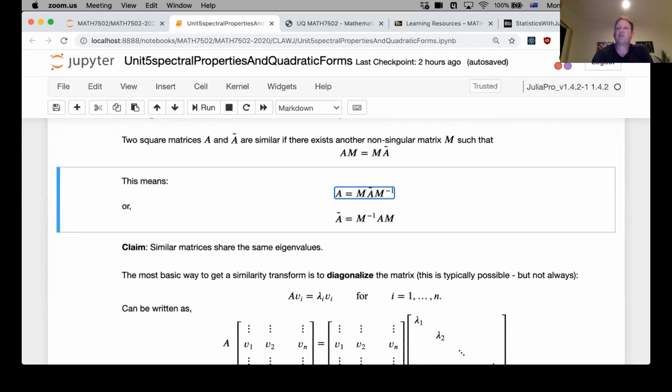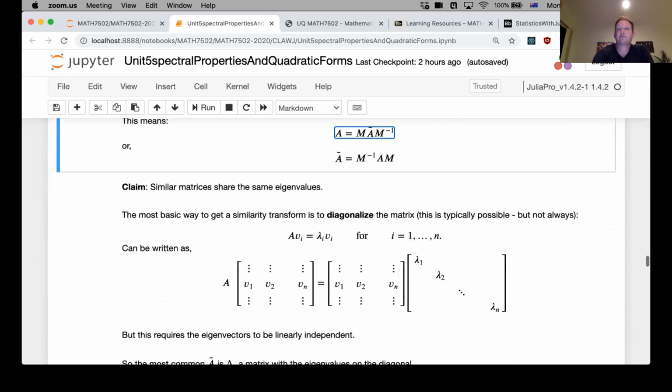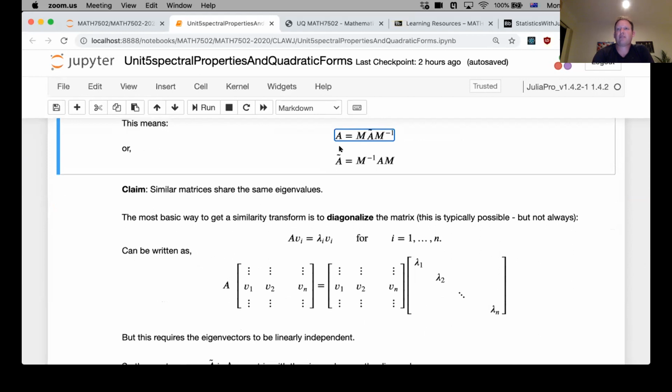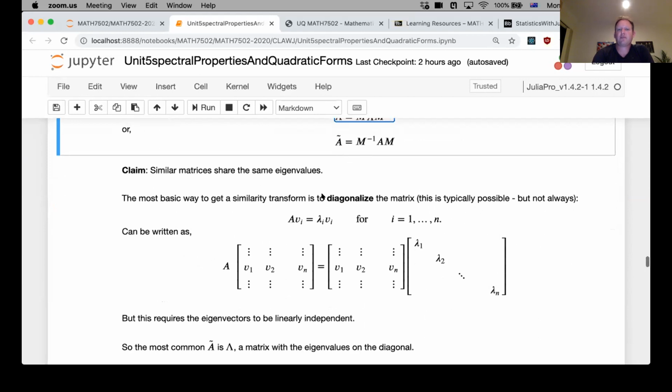However, there's a condition on M. What was the required condition on M? What did we ask M to have? M has to be invertible, right? So for A to be similar to the diagonal lambda, M has to be invertible.